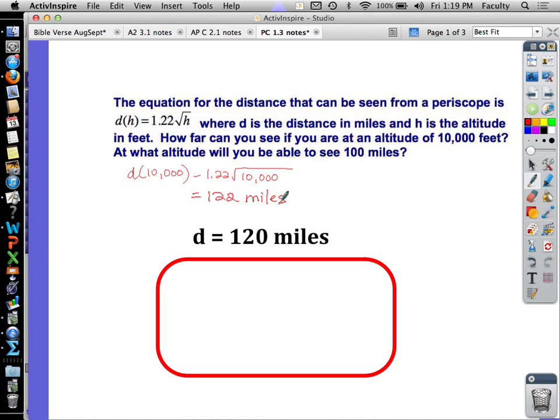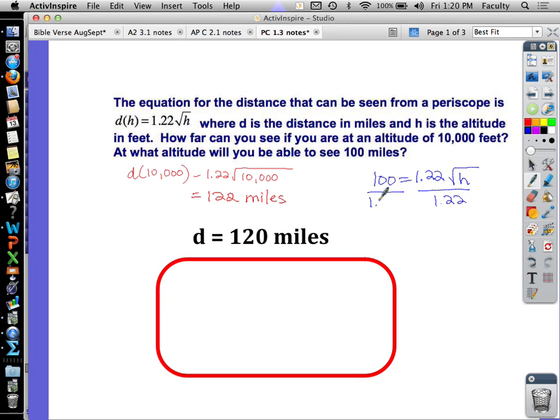How about the second question? At what altitude will you be able to see 100 miles? How would you do this? Stephanie, did you get this one? I substituted 100 for d of h. Okay, so you said 100 equals 1.22 square root h.